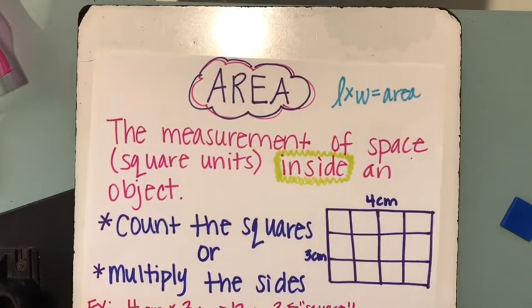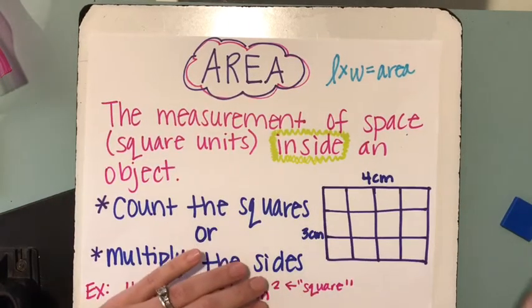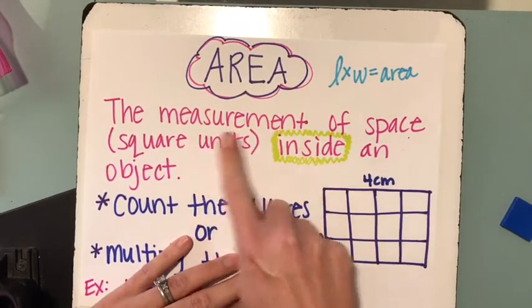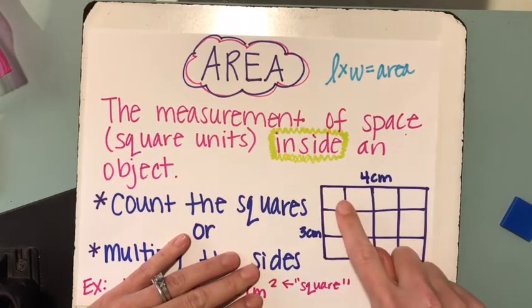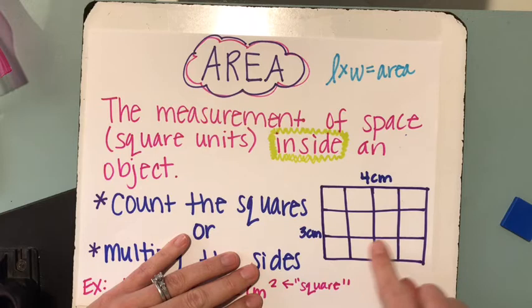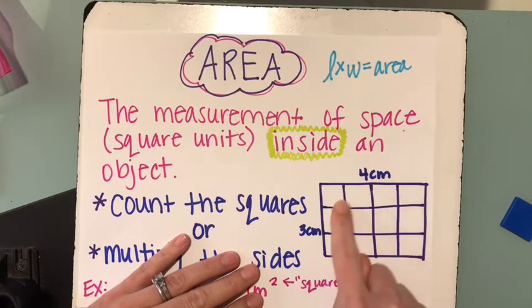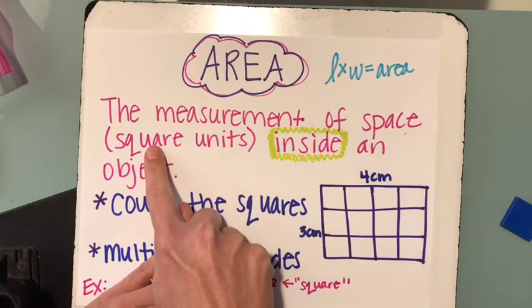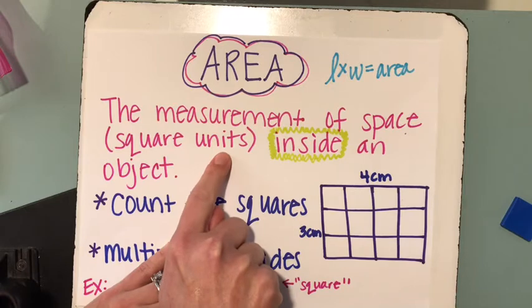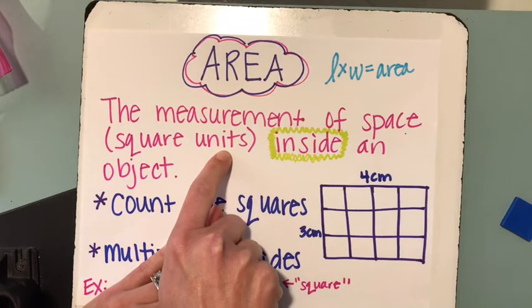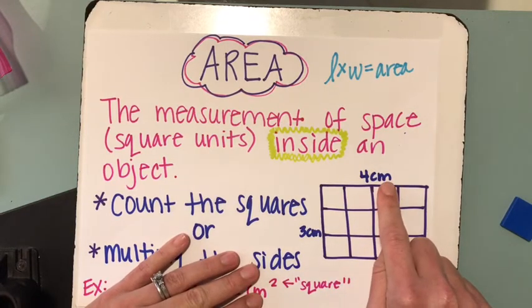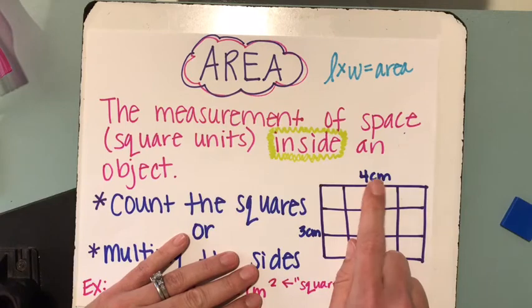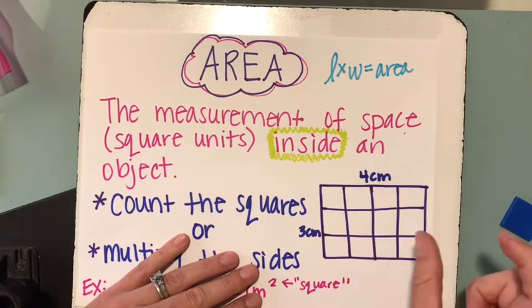So let's talk about area a little bit more. So area is the measurement of space, square units, inside an object. So this is the space inside this rectangle, and we need to find the area or the measurement inside this object. That is the area, okay? We say square units because we don't know if we're talking about centimeters or feet or inches, right? Could be anything. Here we're actually talking about centimeters. So we could say for this one, square centimeters when we put our answer for our product.